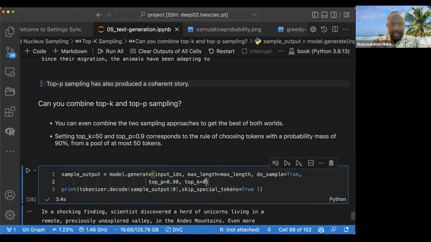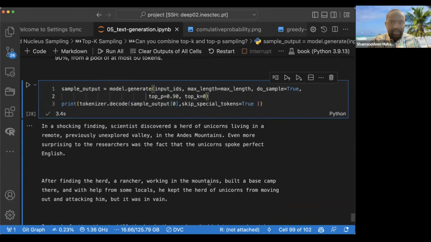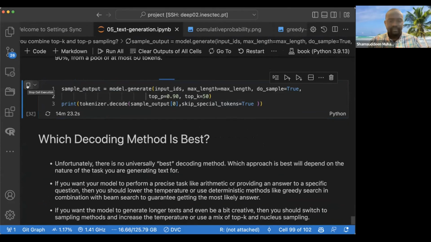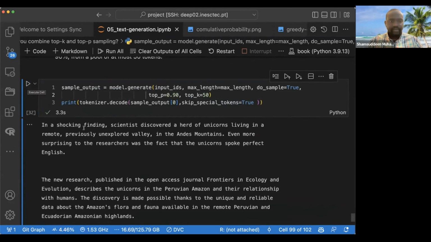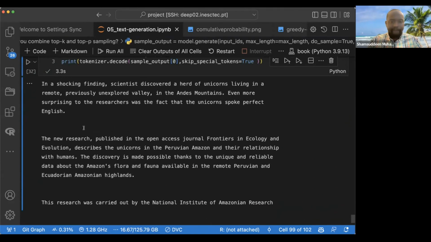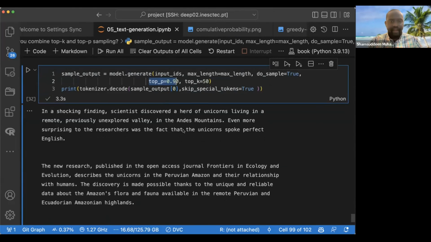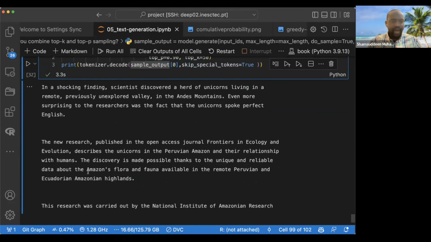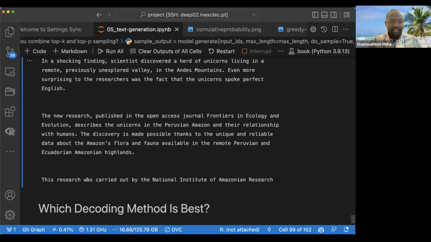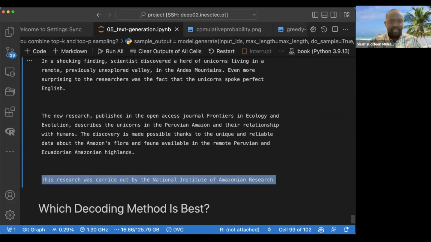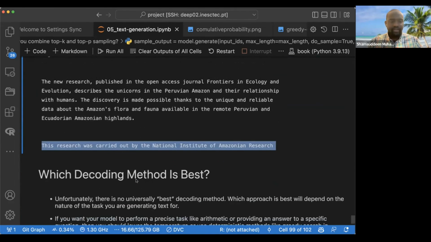Maybe let me say, I provided 0 here, I think. I don't know why. You want 50, I think. Yeah, maybe let's see something like this. So you can see here, we provide the two, this guy and this guy, and we can see the sample output. We take the first one here, which is also coherent as well, right? And you can see it even gives us where the research was carried out.